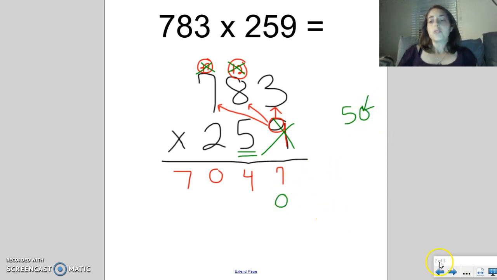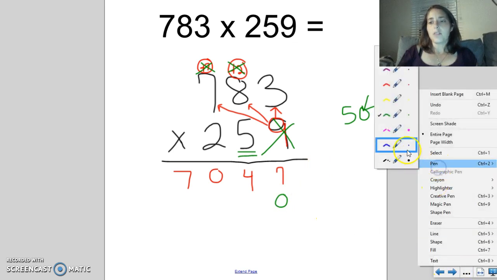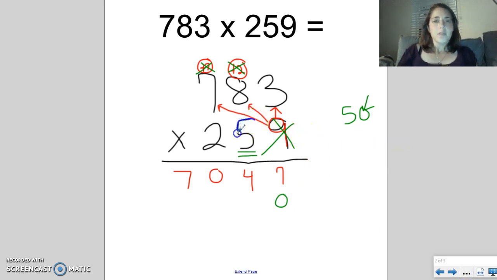Now I'm going to grab a different color and do 783 times 5. So here we go. 5 times 3 is 15. Carry the 1 directly next door. Don't forget about that tens space here. Now I'm going to do 5 times 8, which is 40, plus 1 is 41. Put the 1 down, carry the 4. And last but not least, the 5 is going to go after the 7.